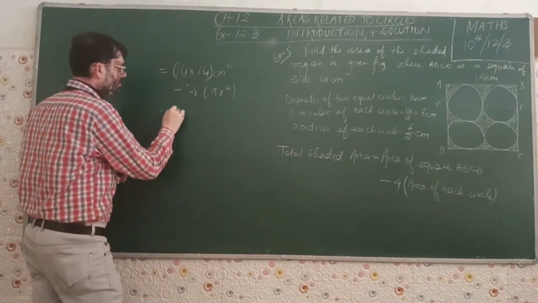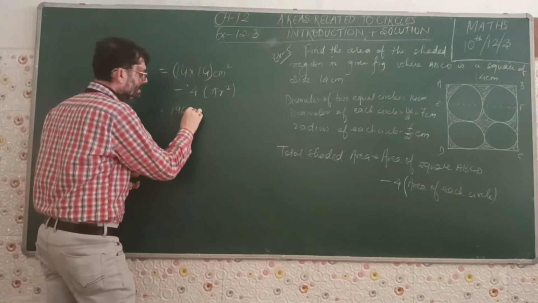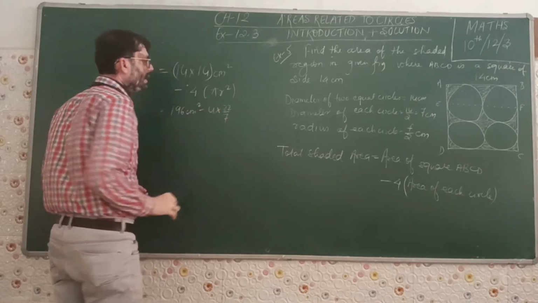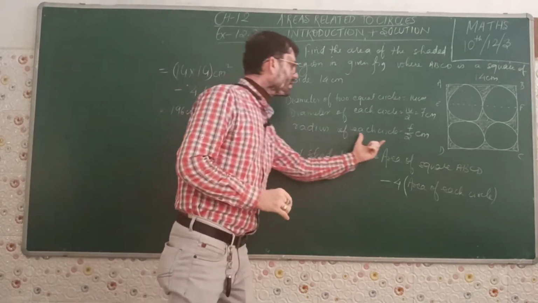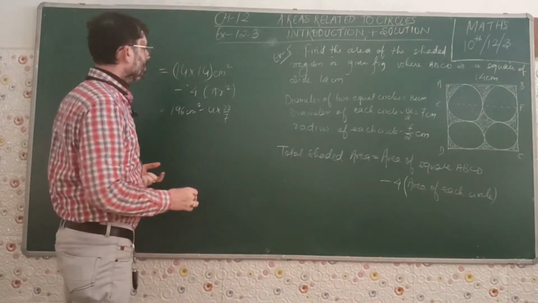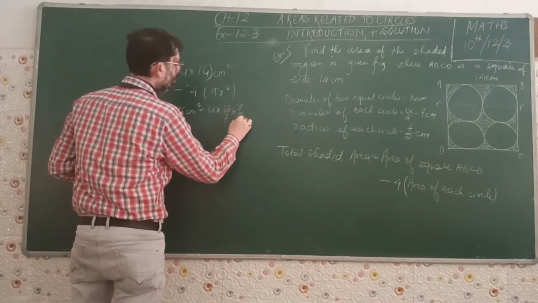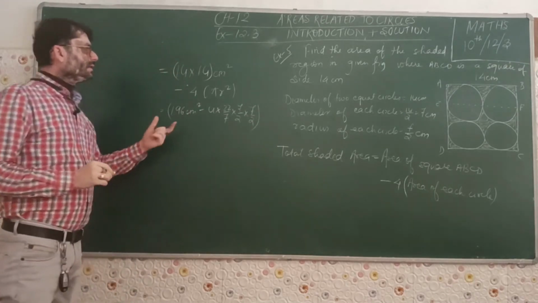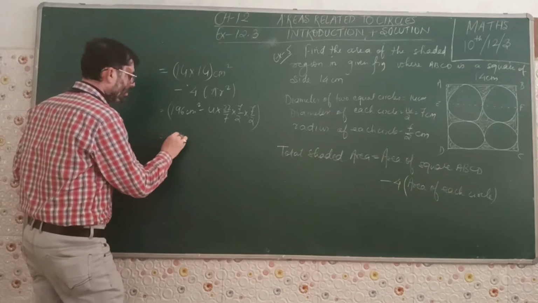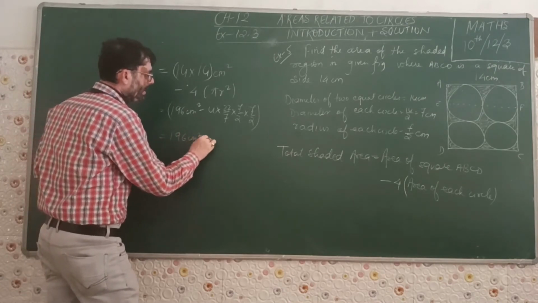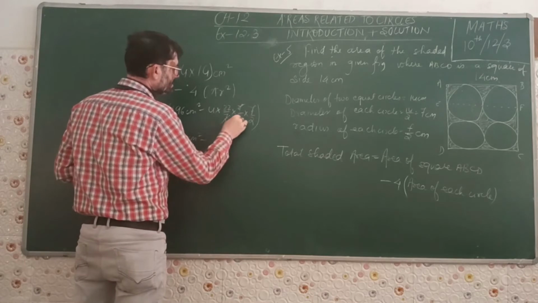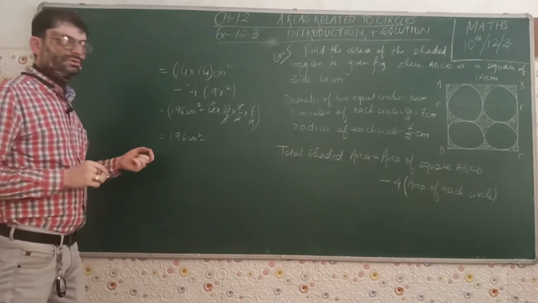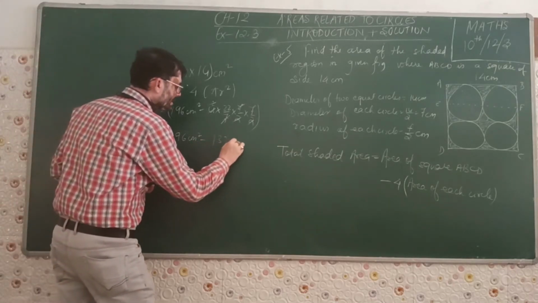So 14 into 14, 196 centimeters square, minus 4 into the value of pi, which is 22 by 7, and the radius, what is the radius of the circle that we have calculated? That is 7 by 2. So into 7 by 2 into 7 by 2. Solving this, we will get the area of the shaded region. So 196 centimeters square minus, simplified, 7 cancels, the 2s cancel. 22 into 7, 22 into 7 is 132 centimeter square.